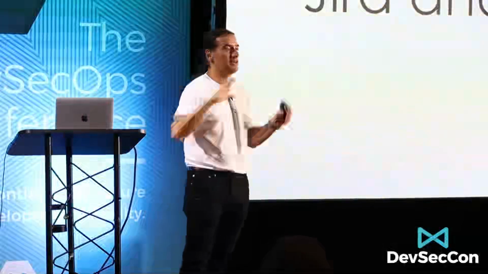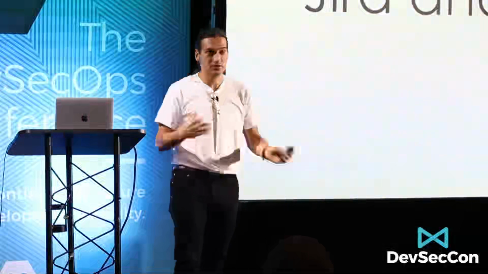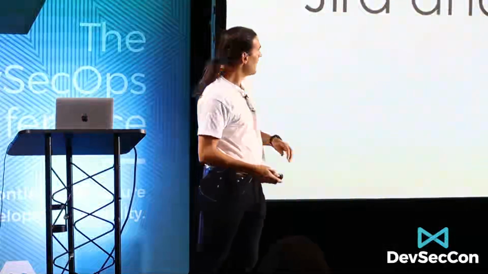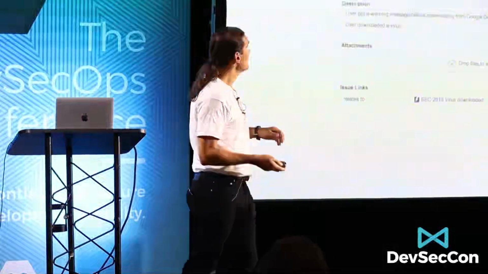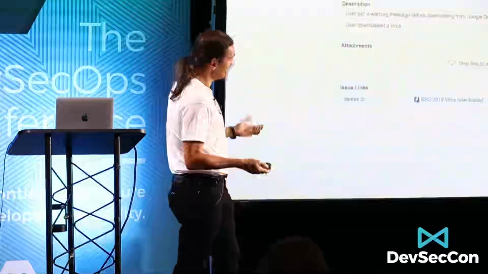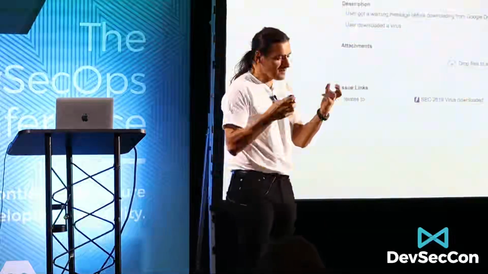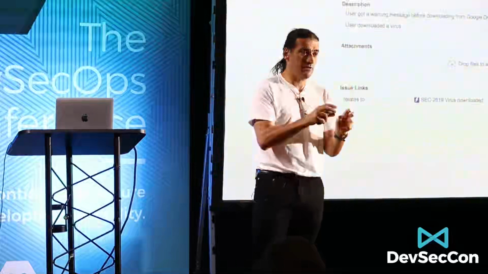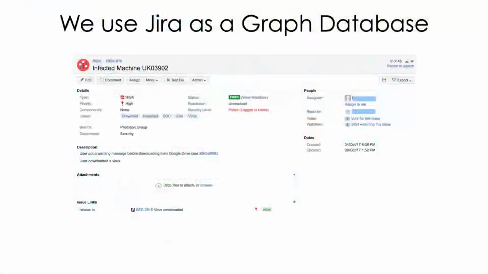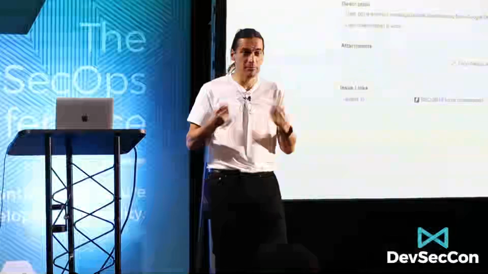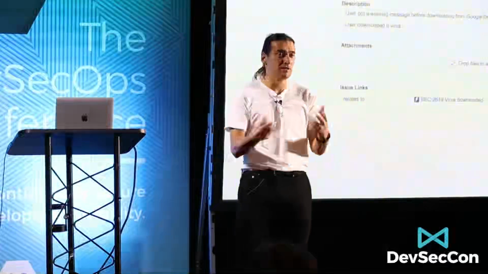Now, the first part was to show that there are a lot of graphs around, so hopefully you get the idea. One of the things that we do with Jira and Confluence is we use Jira as a graph database. You need to take a step back, right? What do you want from a graph database? You want a place that you can throw nodes in.